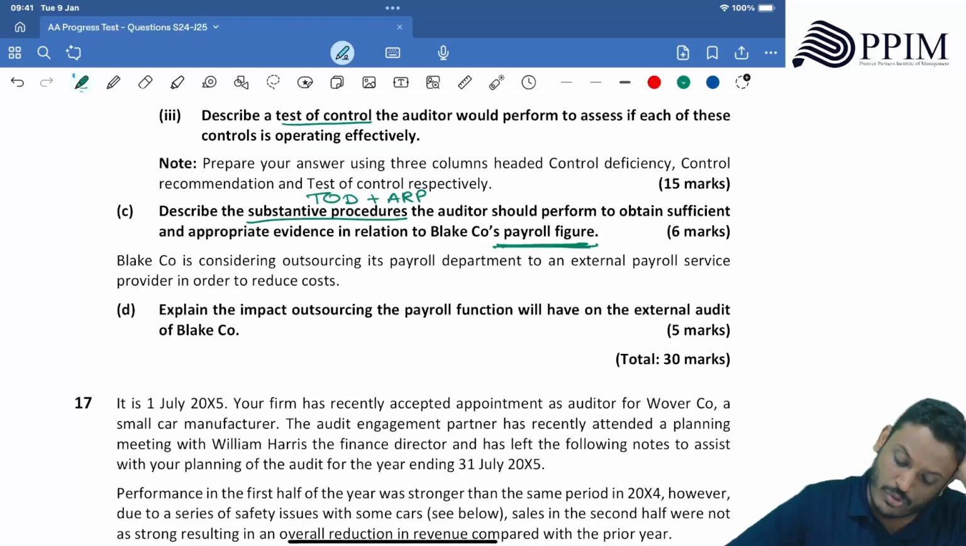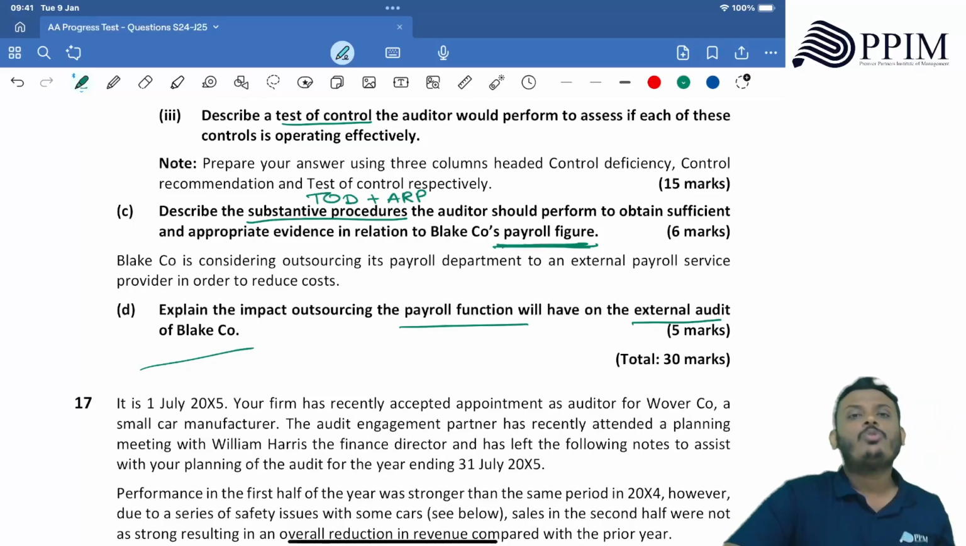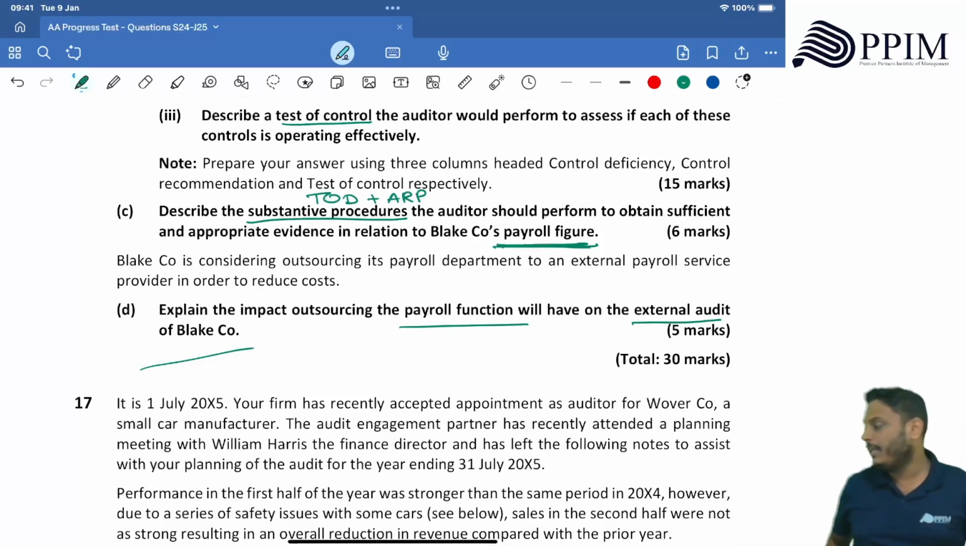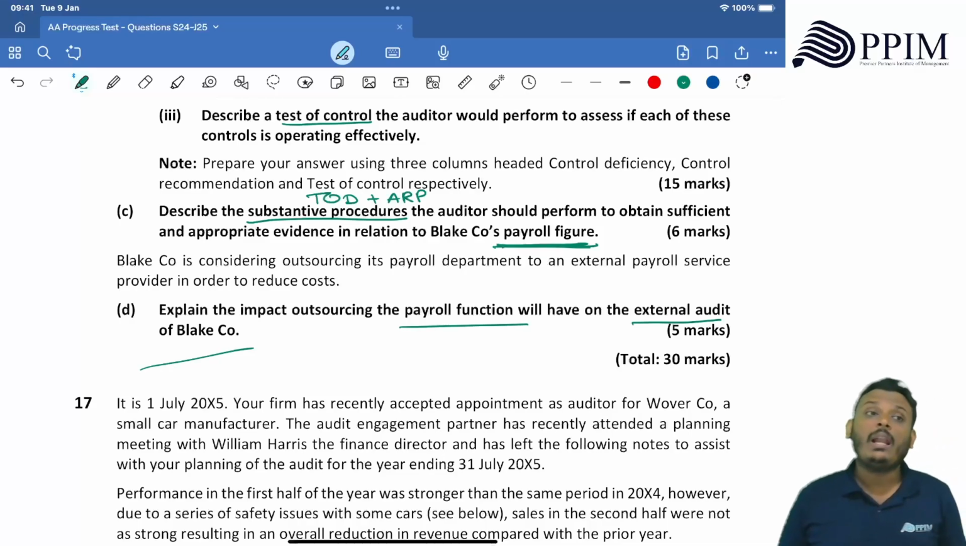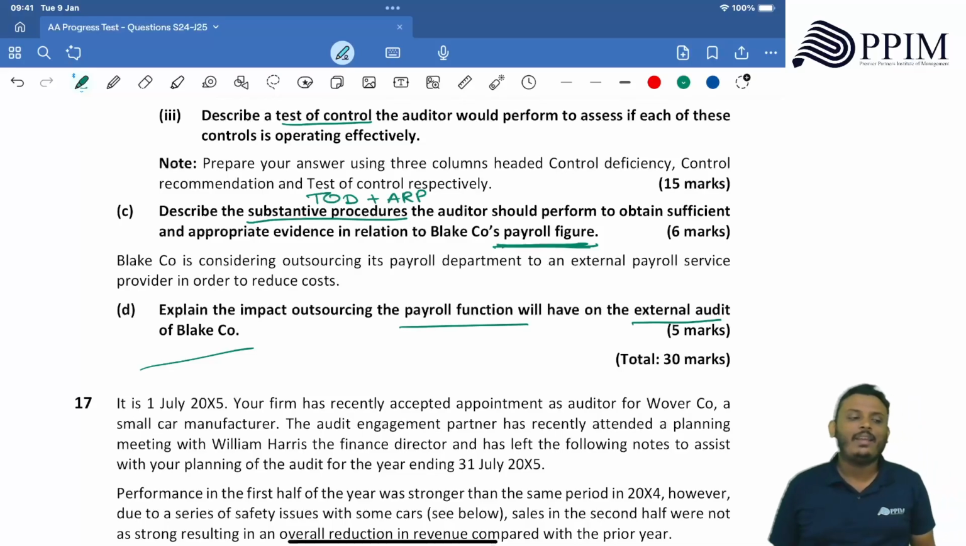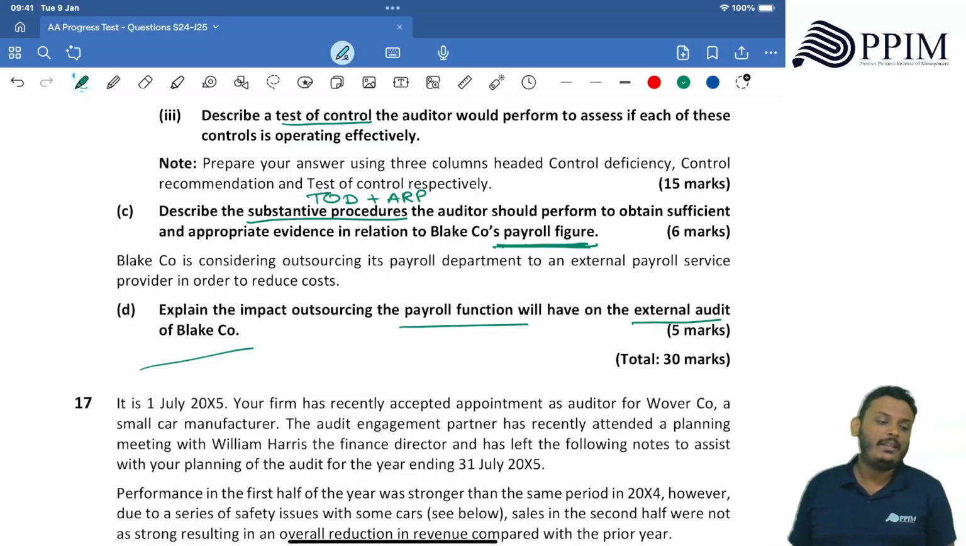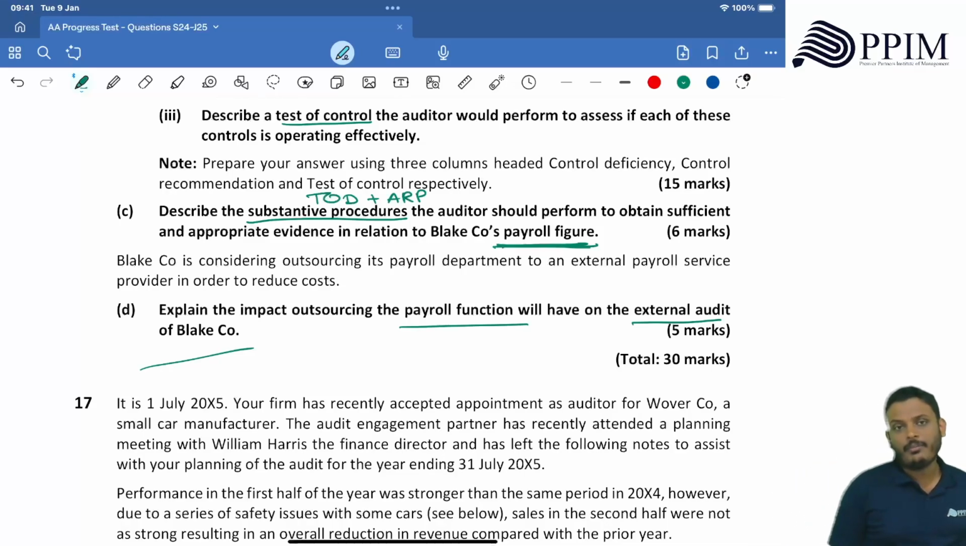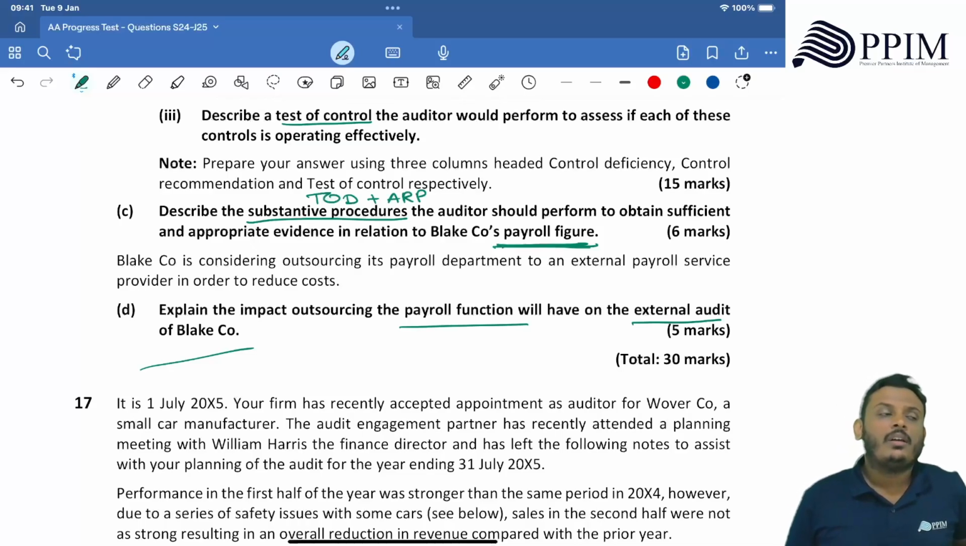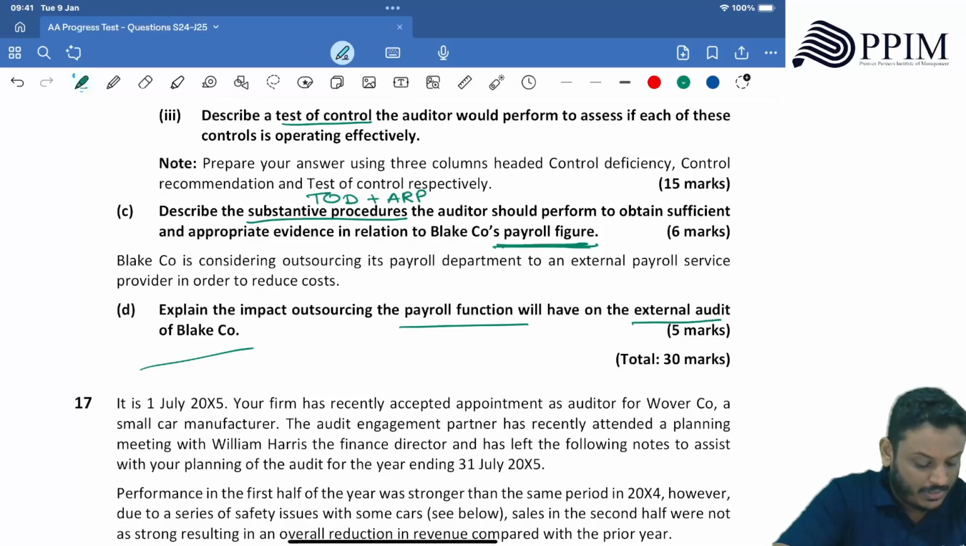It's a straightforward question, element of financial statement. Explain the impact of outsourcing the payroll function on the external audit of Blake. When we outsource the payroll function to a third party organization, the external auditor needs to rely on that third party organization. Right? Because the external auditor is gathering evidence from whom? From that third party organization. Therefore, in this situation, there are several factors to be considered by the external auditor before relying on the work of the third party organization.